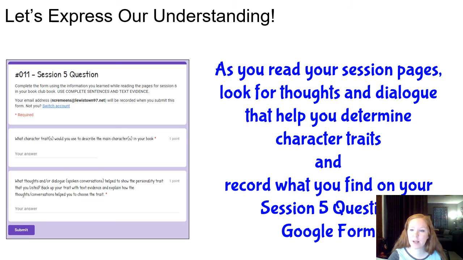So as you're reading your session 5 pages, you're going to look for the thoughts and dialogue in your story that help you to determine the character traits. And you're going to record these on your Google form. So again, you have 2 required traits and explanation. Then you have a 3rd optional one that you may or may not decide to use. You can submit the form with only just 2 answers instead of 3.